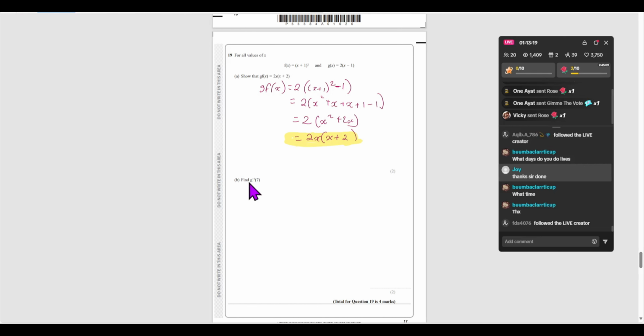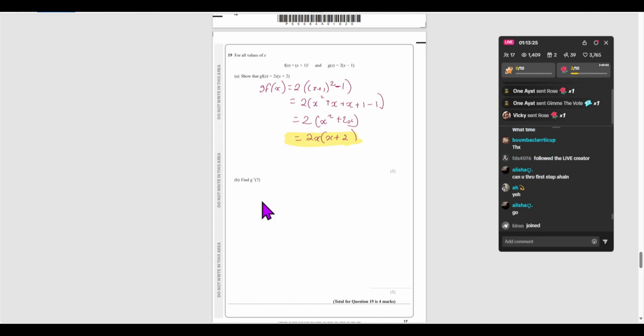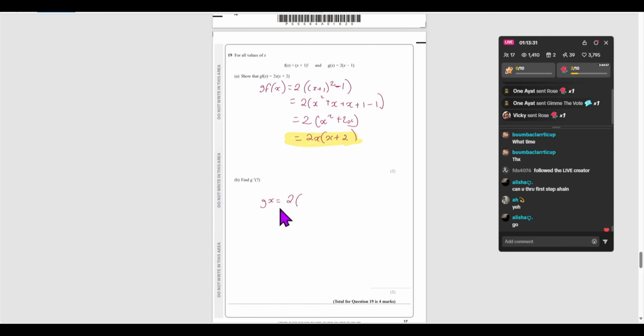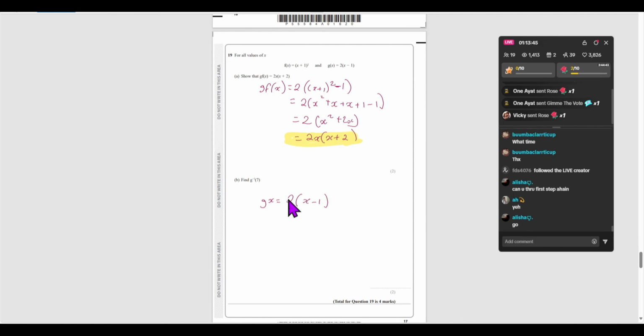Now find g with the power negative 1, 7. So we know that g(x) is equal to 2x minus 1. I'll go through it again later, okay? After this question, okay? g(x) is equal to 2x minus 1.